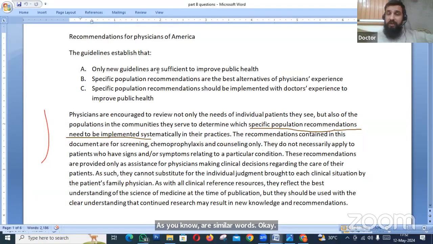Guidelines to improve public health, specific recommendations, okay, for public health, like this you can show. So these recommendations are provided only as assistance. Okay, now they're talking about this answer. Still you are confused about the first option, to prove as false, true, false are not given.